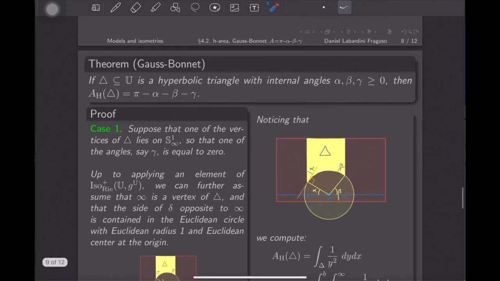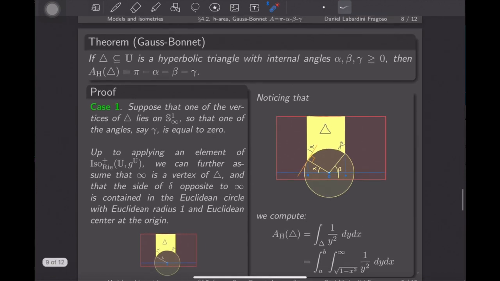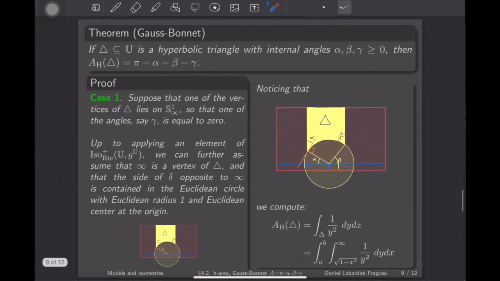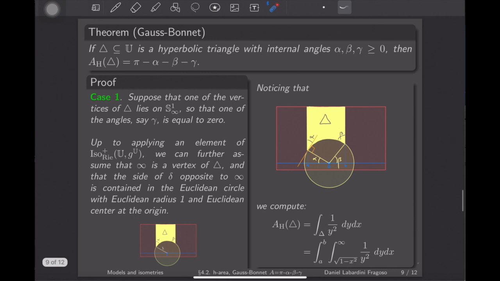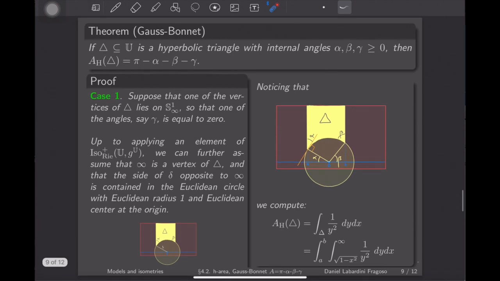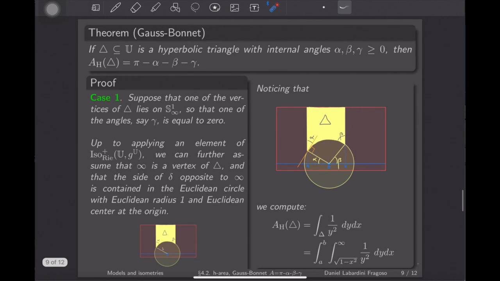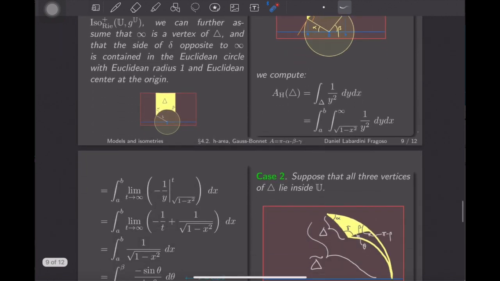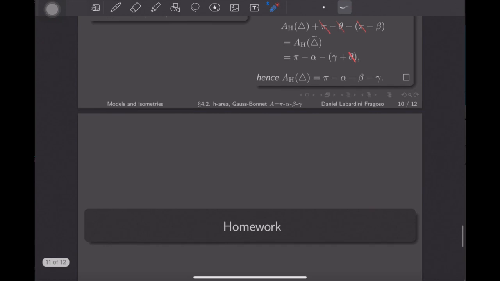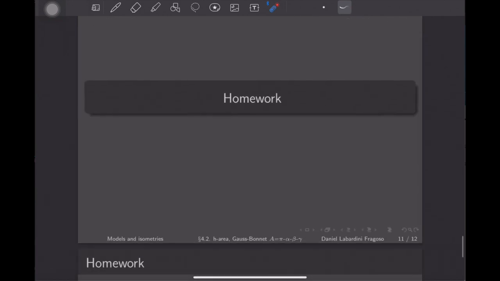which, as I said, gives us a very good feeling or intuition of the rigidity of triangles and polygons in the hyperbolic plane.